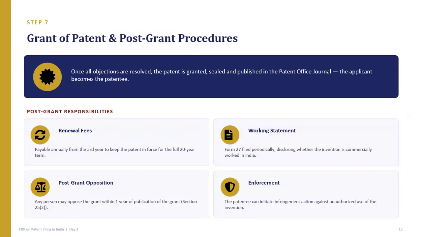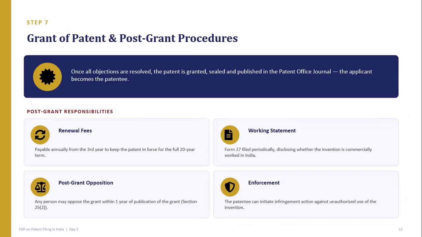The seventh stage is grant of patent and post-grant procedures. After the objections have been satisfactorily resolved, the application can proceed towards final grant. Once granted, the patent is sealed and published in the Patent Office Journal, and the applicant becomes the patentee. However, the responsibilities of the patentee do not end with the grant of the patent. There are several important post-grant responsibilities.